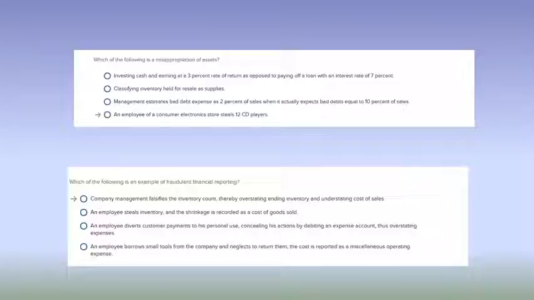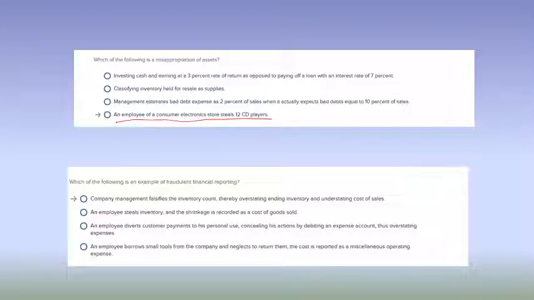Let's take a look at a couple more questions on the next slide. Which of the following is a misappropriation of asset? The employee sold, they say, 12 CD players. I think we'd just let the employee have CD players this day if they wanted to take them. Maybe they're helping us avoid some clutter by taking those 12 CD players. So obviously this question's a little dated, but clearly this is misappropriation of assets. None of these others even look like fraud to me.